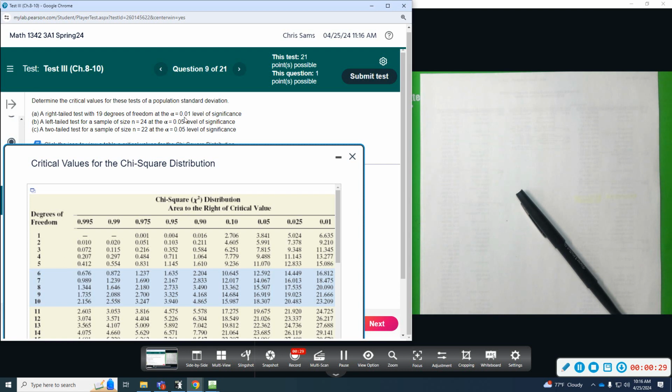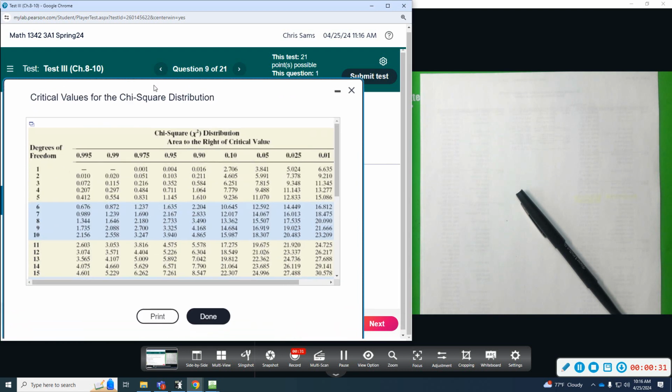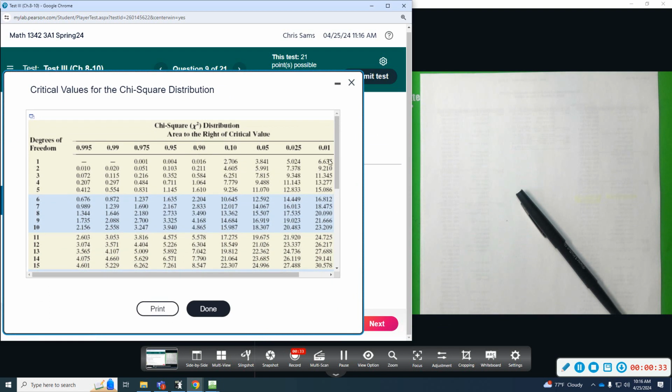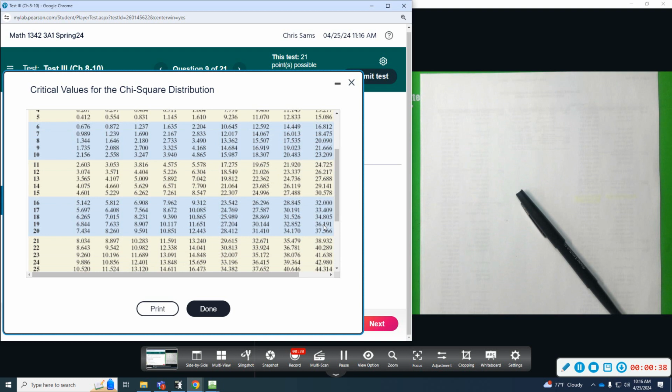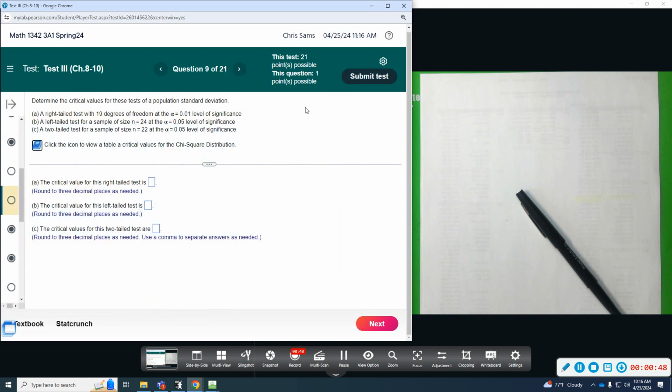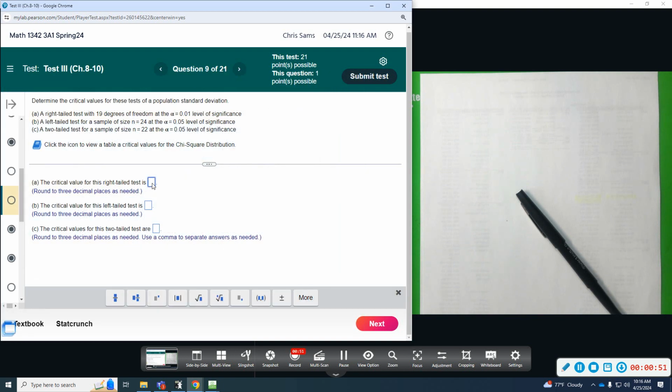So if we want 0.01, 19 degrees, we're going to go to 0.01, this column, and just drop down to where we get to 19 degrees of freedom. So right here, 19 intersects with this column. That is 36.191.